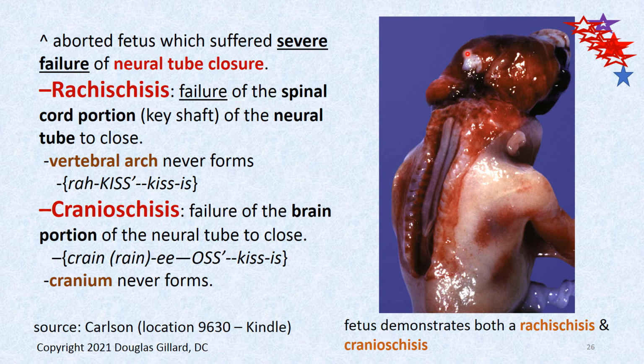The same thing can happen up here in the brain. Now this is more the cranium. The bones of the cranium don't form, and your brain is exposed. That's called cranioschisis. Cranio, like rain. Cranioschisis. We will definitely talk more about these, when will we talk about those? In fifth quarter, I don't know. We'll talk about them somewhere in my time with you.